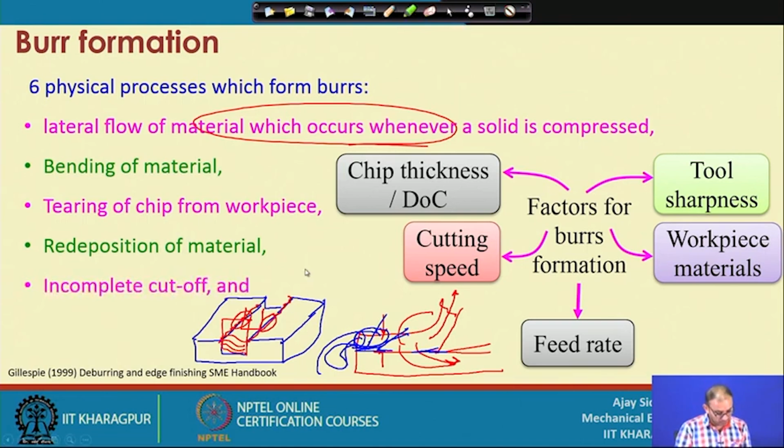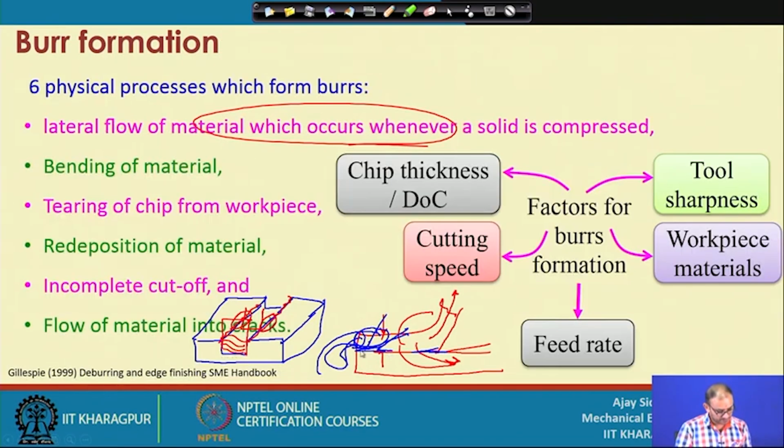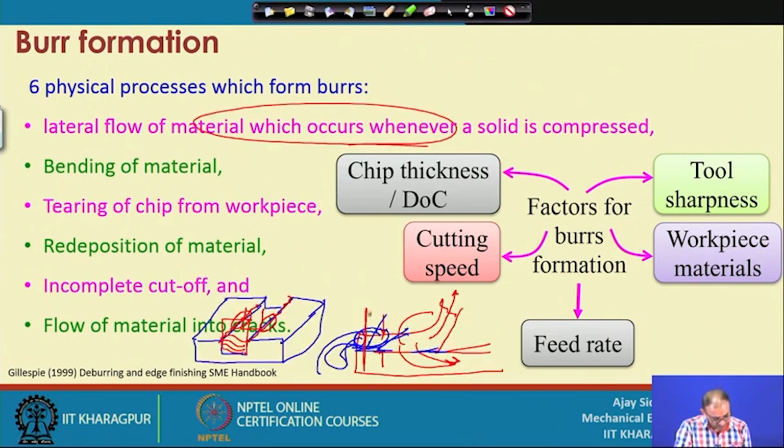Incomplete cutoff, that is, your tool is not reaching the end of this position. That is also one of the reasons. Whatever you have calculated, your tool is not completely completing the path of the cutting direction. At the end you end up with some material which is left here. So, your tool is not reaching this location. This is the problem at this location.